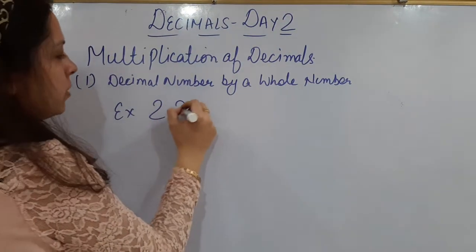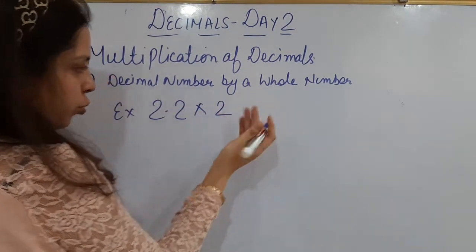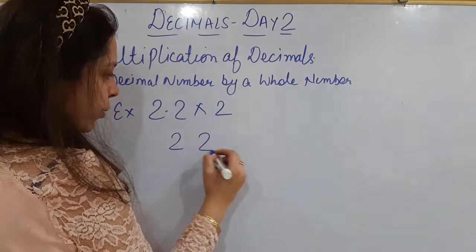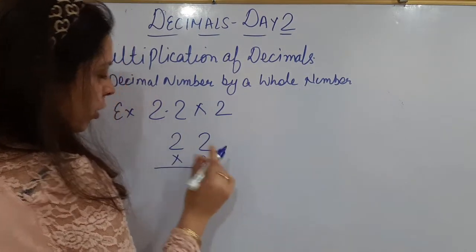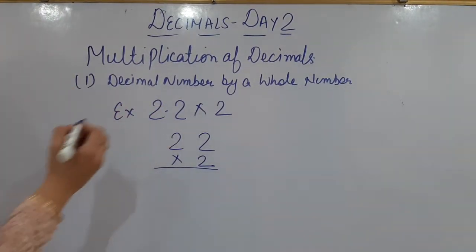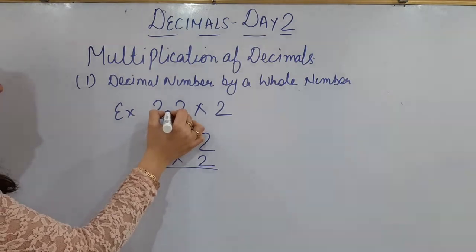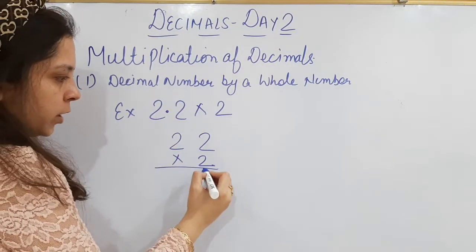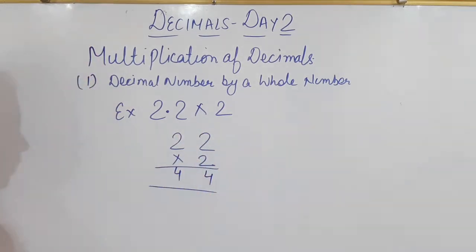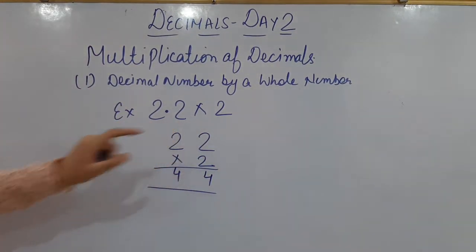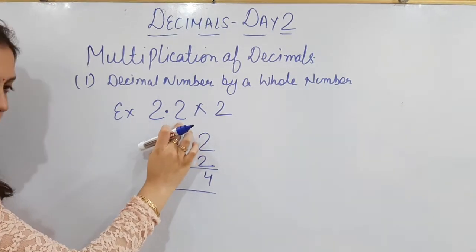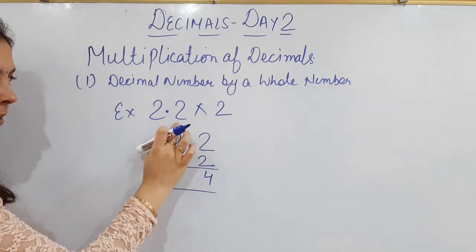Suppose we have to multiply 2.2 by 2. Okay. So how we'll do this? We will do a standard multiplication, right? 22 by 2. Multiply 22 by 2. Forget this decimal point while multiplying. So 2 times 2 is 4 and 2 times 2 is 4. Okay. Now what we'll do? See, there is only one digit after a decimal point. So one digit is here.